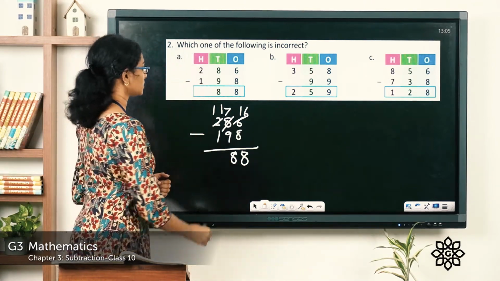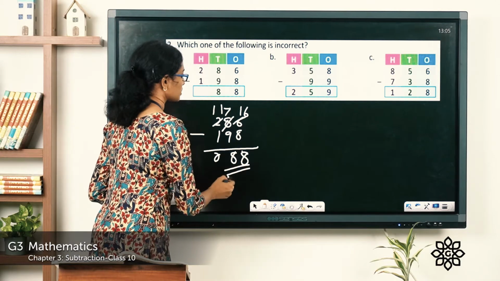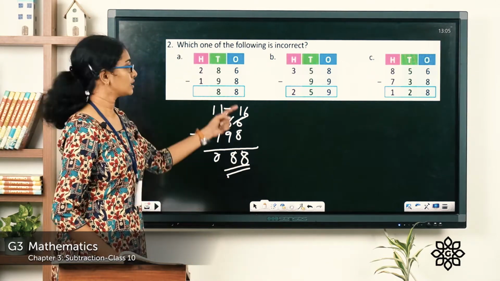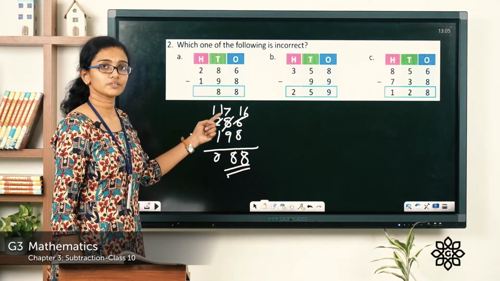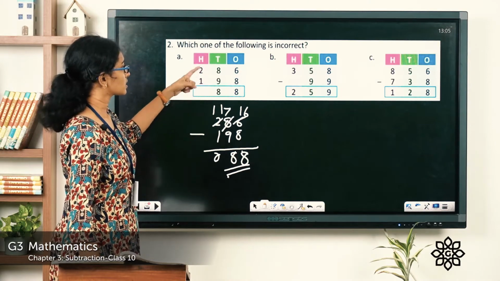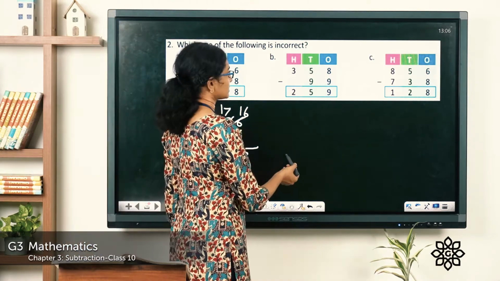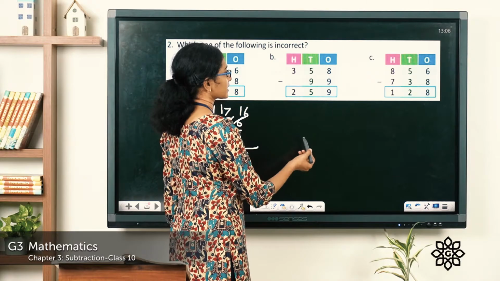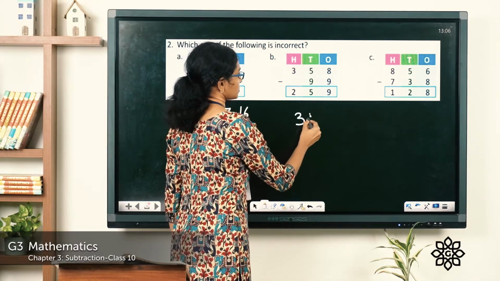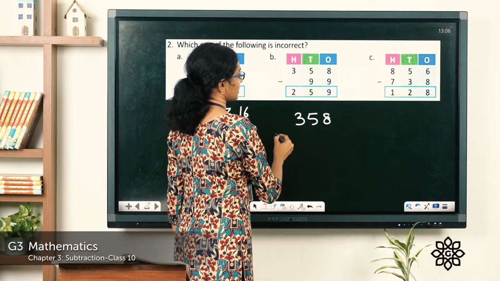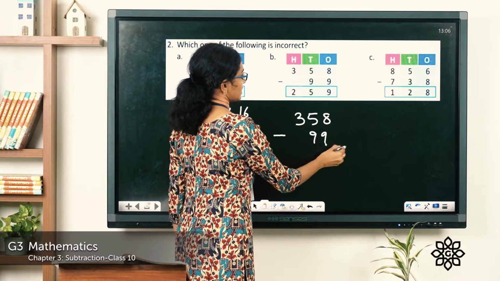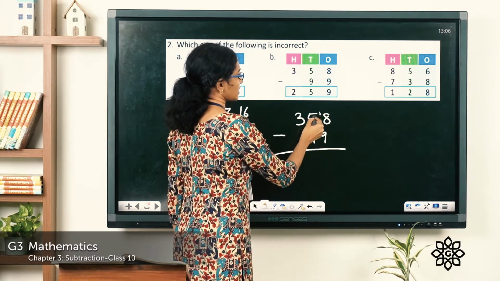So here we have 8 tens. Now 1 minus 1, it is 0. So what is the difference here? It is 88, which is the difference given in the option as well. So this subtraction is done correctly. So let's see. 358 minus 99. Let's do the subtraction. 358 minus 99. So 8 minus 9 we cannot do.